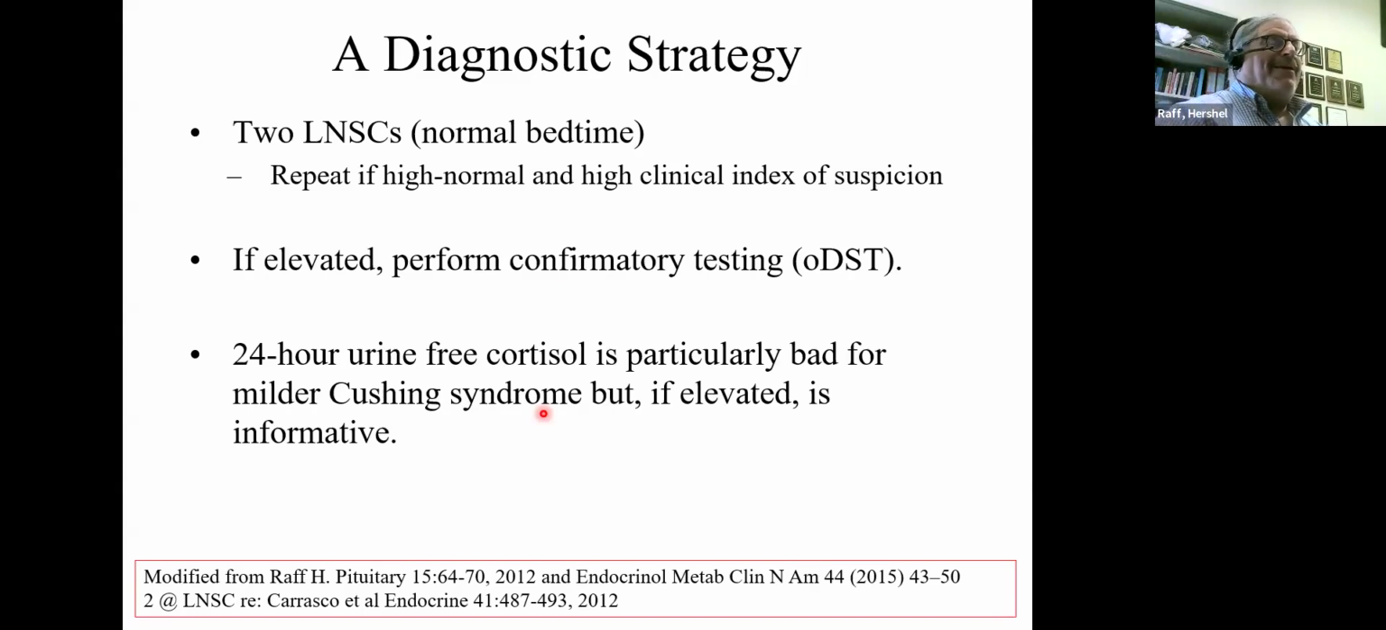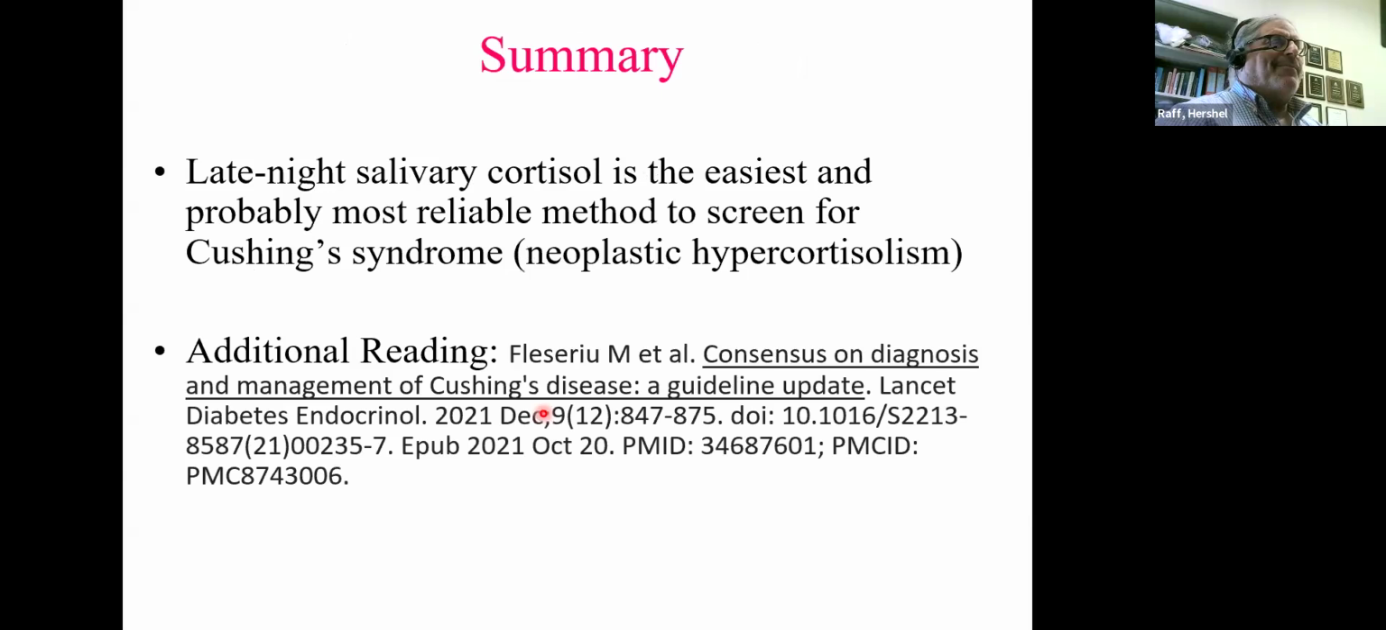So it couldn't be really much simpler than this, could it? So in summary, late night salivary cortisol, you can order it in your lab. I'm sure that your lab can do it. It is the easiest and probably the most reliable, certainly the easiest. You don't have to have your blood drawn. You don't have to take dexamethasone. You don't have to collect your urine for 24 hours to screen for Cushing syndrome.